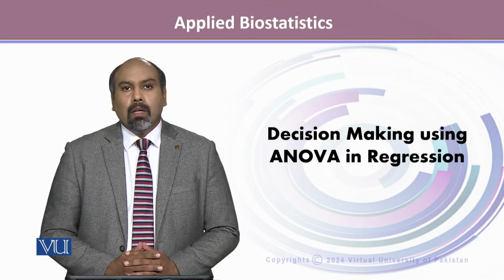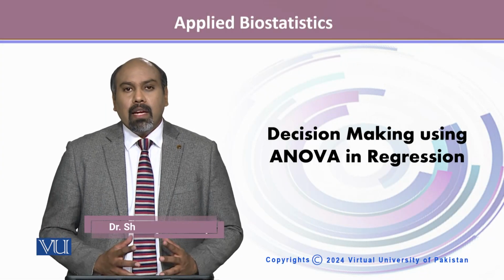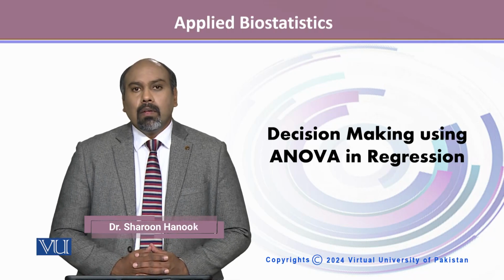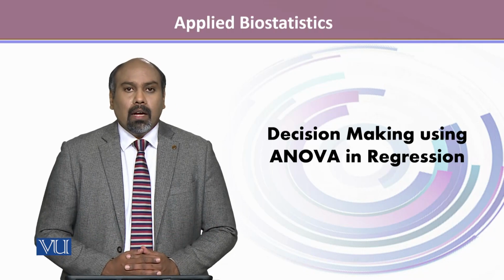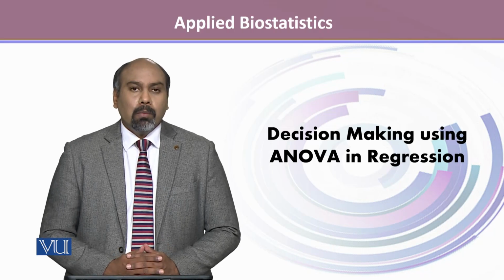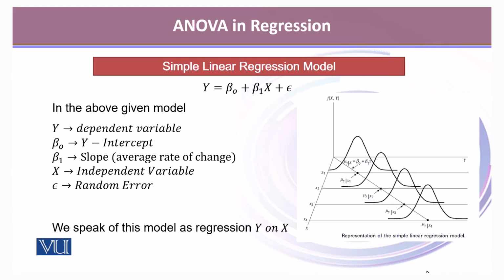In this module, we'll learn to obtain ANOVA using SPSS. Along with that, we will also use this to make the decision about the regression model. Here we are talking about the simple linear regression model with one independent variable and one dependent variable, with beta naught as the y-intercept and beta 1 as a slope, and the random error term. So we speak of this model as regression y on x.